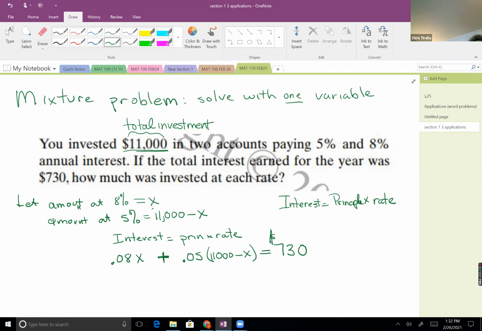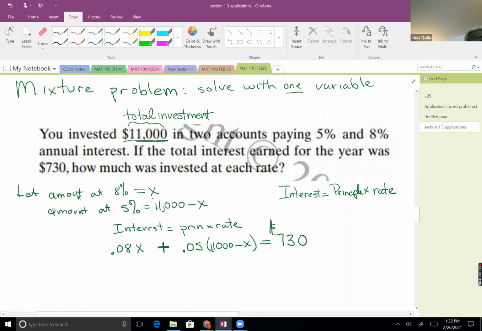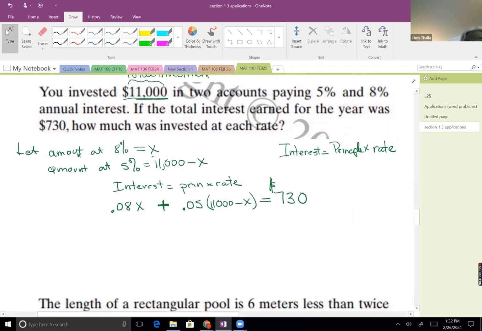Is everybody comfortable with that equation? Any questions? If not, now that we have it written, we can go ahead and solve it.